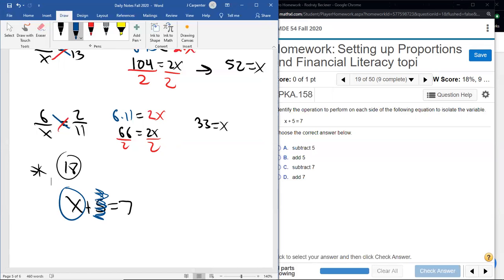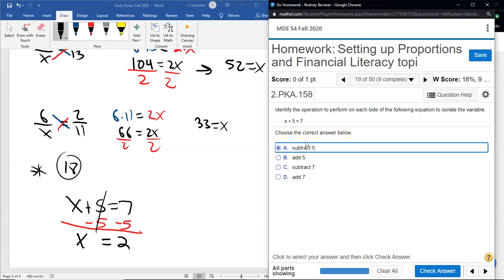You don't want to see the 5 on the same side. What I like to say is that 5 has got COVID-19 or the flu or the cold or whatever you want to go with, and the X is scared and wants to be isolated from it. So we've got to move the 5 over. But the rules of equations say to move things from side to side means you have to do opposite operations. So because this 5 is being added to the variable, that means what we have to do is subtract 5. And then the other idea is that whatever you do to one side, you do to the other, which would end up giving us X is equal to the 5 minus 5 cancel, 7 minus 5 is 2. That would be our solution.